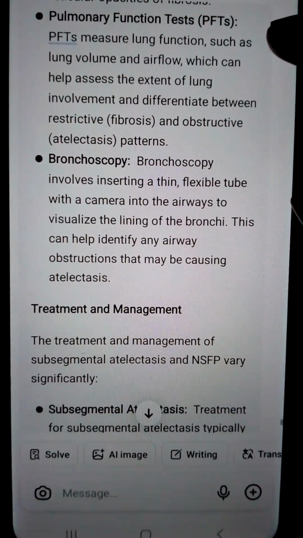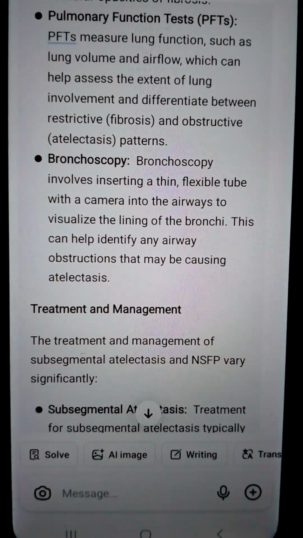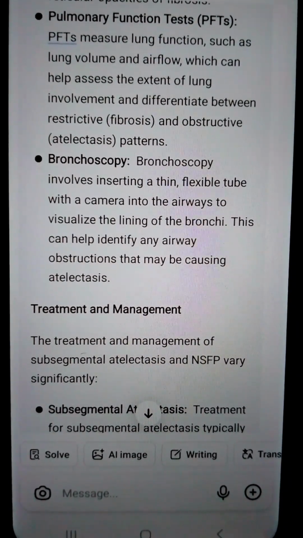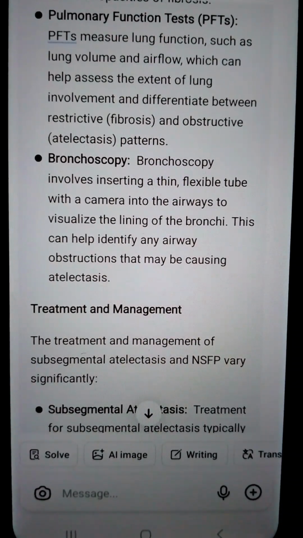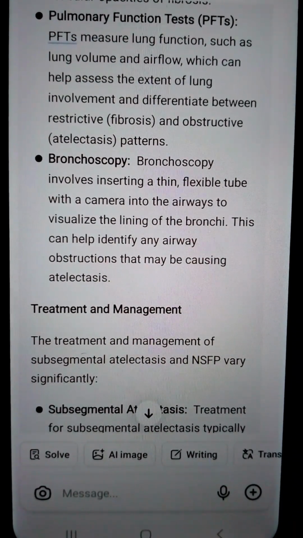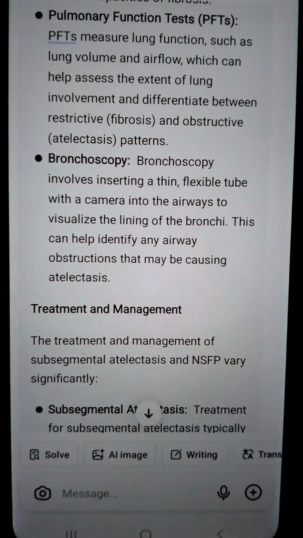Pulmonary function tests, PFTs. PFTs measure lung function, such as lung volume and airflow, which can help assess the extent of lung involvement and differentiate between restrictive and obstructive patterns. Bronchoscopy. Bronchoscopy involves inserting a thin, flexible tube with a camera into the airways to visualize the lining of the bronchi. This can help identify any airway obstructions that may be causing atelectasis.